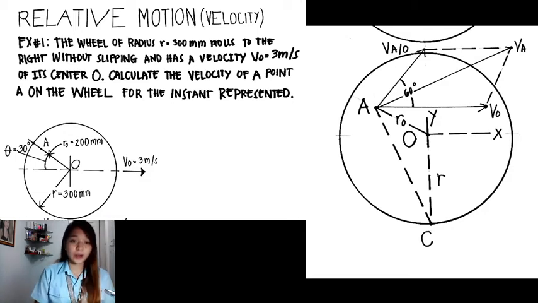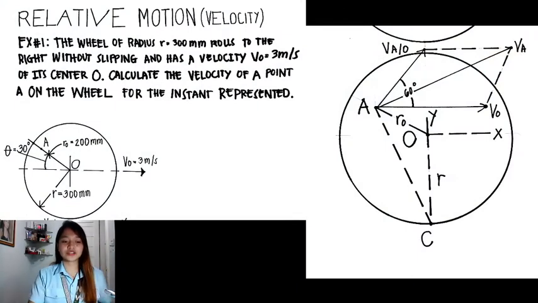Later we will discuss that. We have VA to O, we have VA, which is located in the middle, we have V sub O, the x-axis, the y-axis, and the point A and the point C. So let's start solving this.